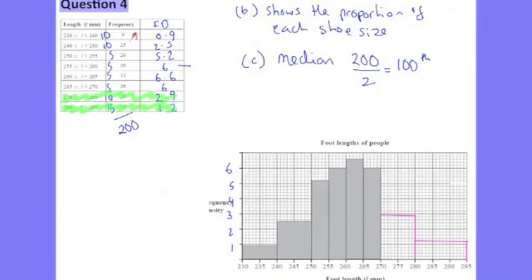9 plus 25 makes 34. We're looking for the 100th person. 34 plus 29 is 60, still too low. 60 plus 30, 90, still too low. 90 plus 33, 123. This is where the person must be, in this group, between the 20 here and the 265.